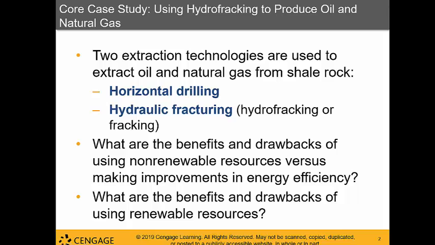Humans can either use horizontal drilling. Okay, remember what horizontal means? It means up and down. So horizontal drilling involves drilling straight down into the ground to reach those rocks.